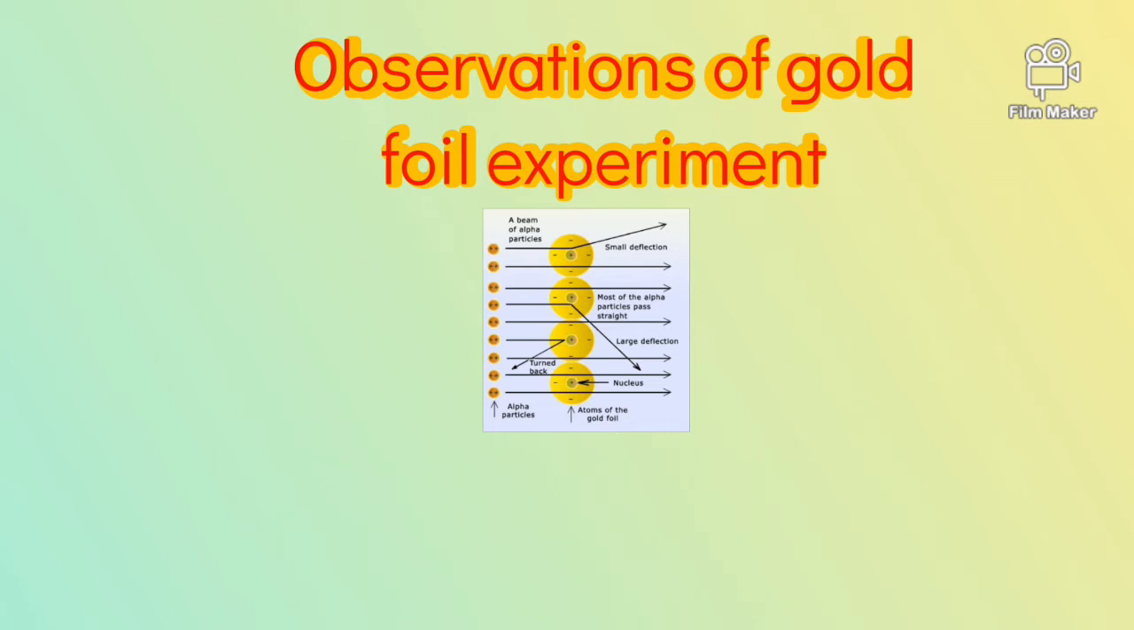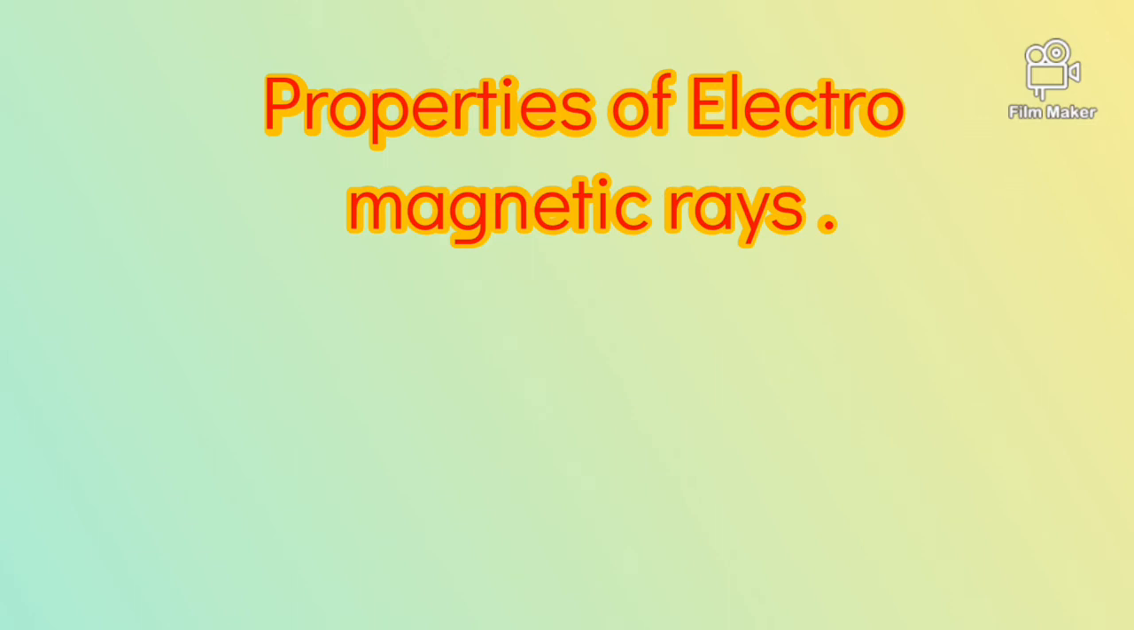Again, we consider the observations of the gold foil experiment. Majority of alpha particles penetrate the gold foil. Few alpha particles deflected. Very few alpha particles bounced back in the direction from which they came. Okay. These observations were used to introduce Rutherford's atomic model.